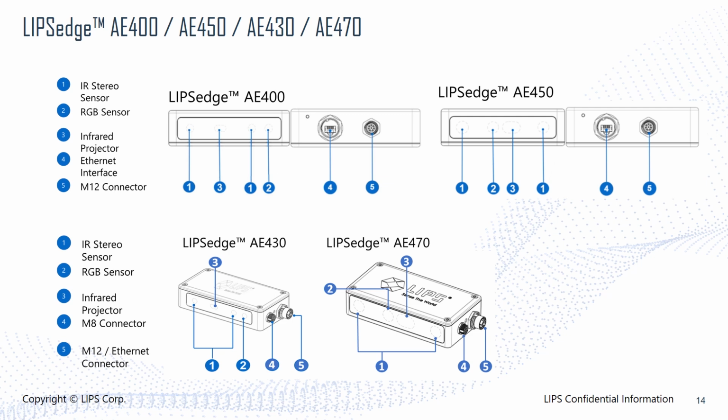For the LIPS Edge AE 430 and AE 470, the cameras are smaller and come with a compact size. The cabling for the Power over Ethernet can be purchased directly from LIPS, as the tailored cable comes fully lockable.